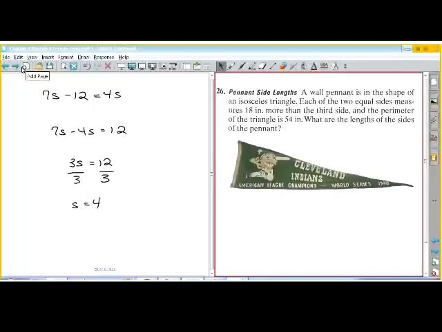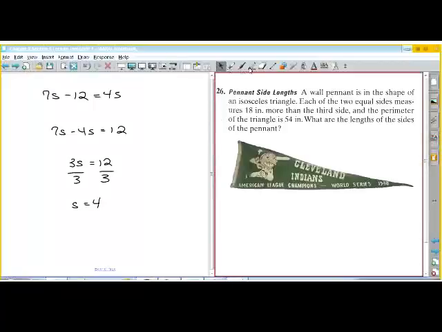Okay, problem 28. A wall pendant is in the shape of an isosceles triangle. Each of the 2 equal sides measures 18 inches more than the third side, and the perimeter of the triangle is 54 inches. What are the lengths of the sides of the pendant?